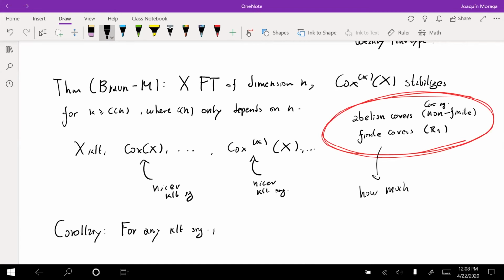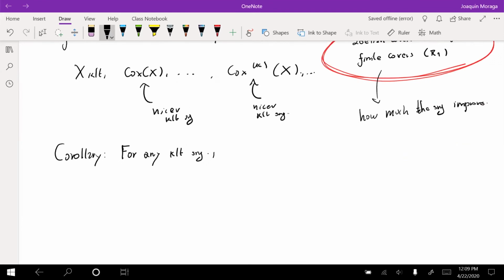And does this process terminate? If you start taking abelian covers, finite covers, abelian covers, finite covers, will it terminate? And furthermore, you can ask if it terminates in a unique object, and how much the singularity improves. So we give the following answer to all these questions.